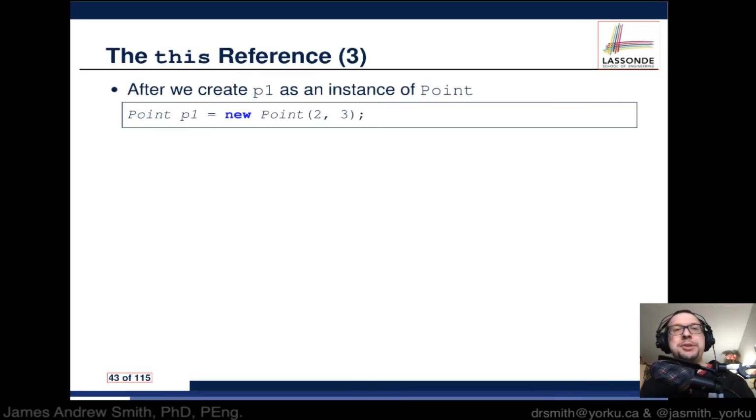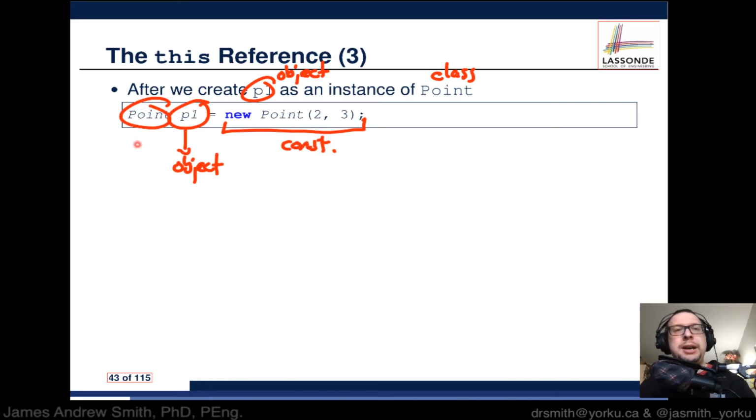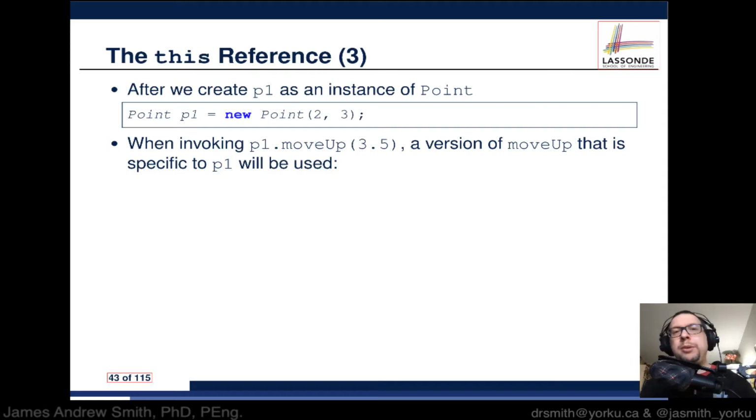All right, so let's give some examples here. After we create the P1 object as an instance of point, so that's the class, that's the object, and here's the constructor, that's the object, that's the constructor there, and that is the class. We're going to create that object. So when invoking P1 move up, that's the method that is defined within the class, we're going to be doing it in the context of object P1.